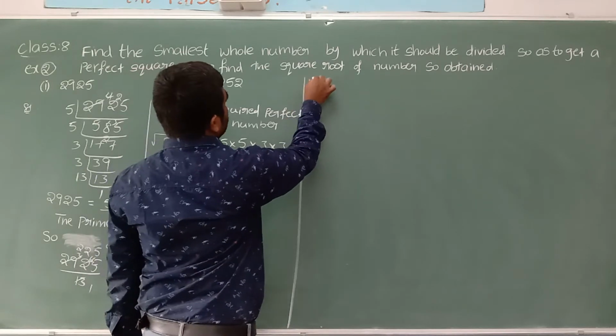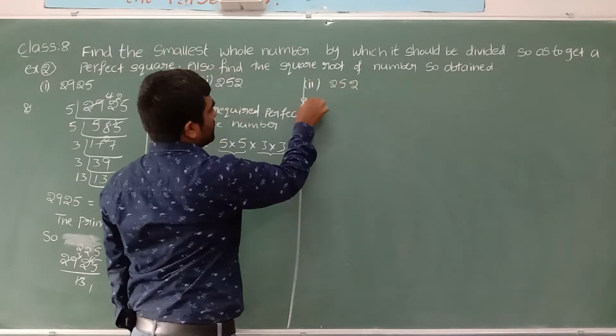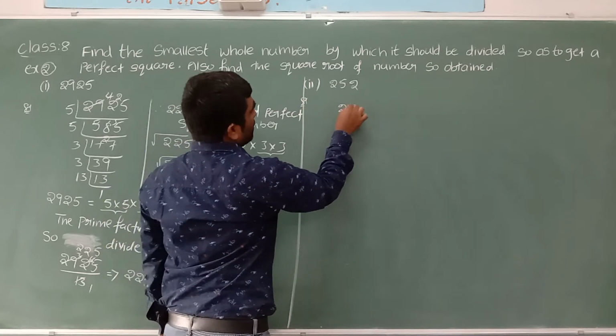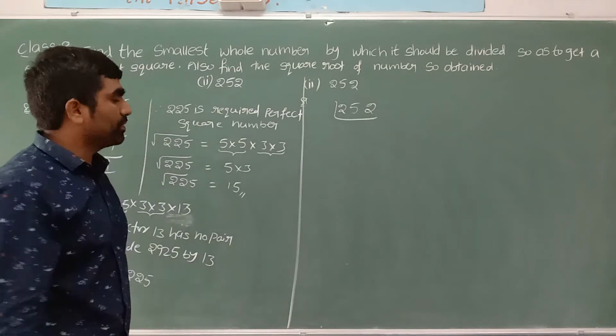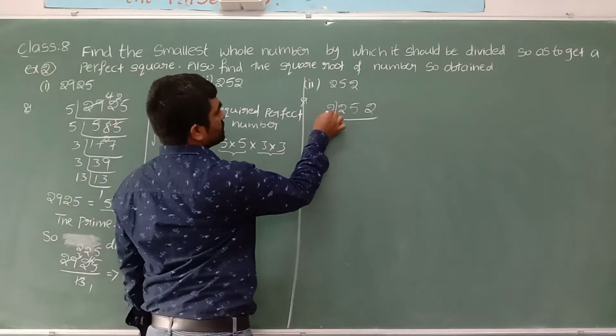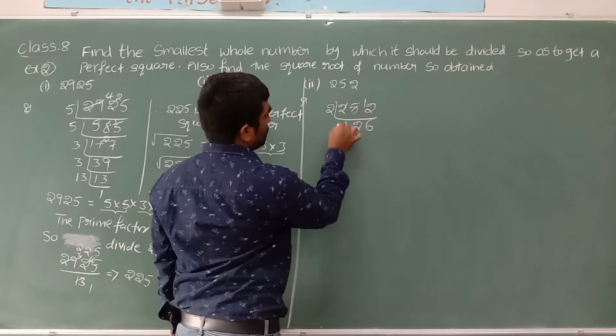Yes. Let me go to the second one, 252. Same problem, same model, only the number is changed. So now we can prime factorize the number 252. The ones place digit is 2. Which prime factor is possible? The 2 table is possible. 2 1s are 2, 2 2s are 4, 2 6s are 12.